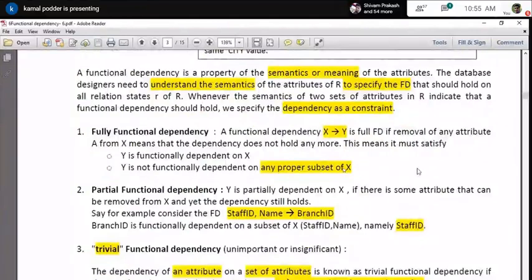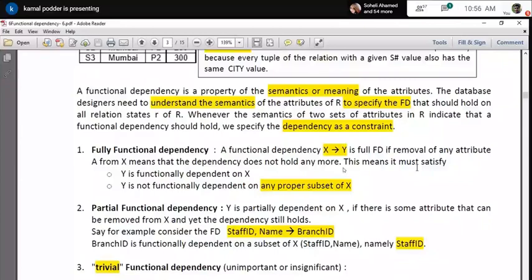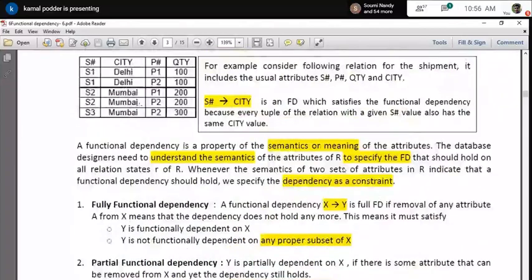Whenever the semantics of two sets of attributes in R indicate that a functional dependency should hold, we specify the functional dependency as a constraint. As soon as I find that a functional dependency is available, we can say that this type of constraint exists in the database. When you are designing the database, you should obey this particular constraint. You have to check. You should not do anything where it can be violated. So functional dependency we also call a constraint.